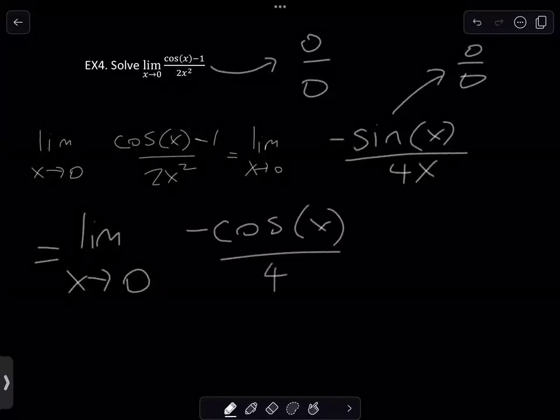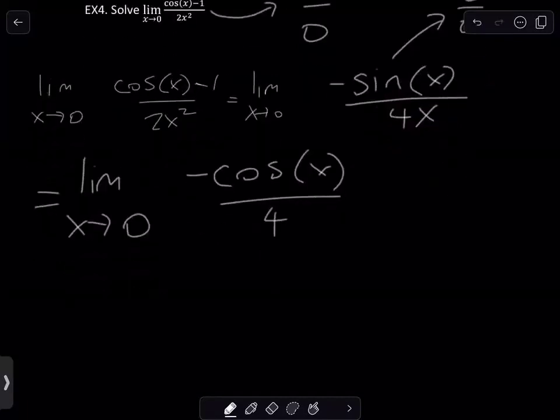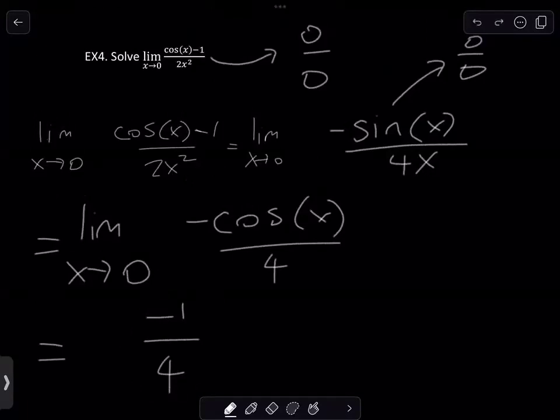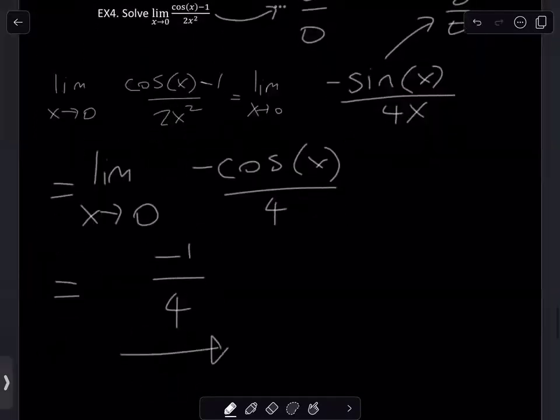Let's check if we can use a direct substitution now. So substitute 0 in place of x here. We're going to get minus cosine of 0. That's going to be minus 1. And the bottom is going to be 4. And we get a valid answer. Okay, we no longer get an indeterminate form. So the answer to this question is minus 1 over 4. Okay, and that's how you handle this example.